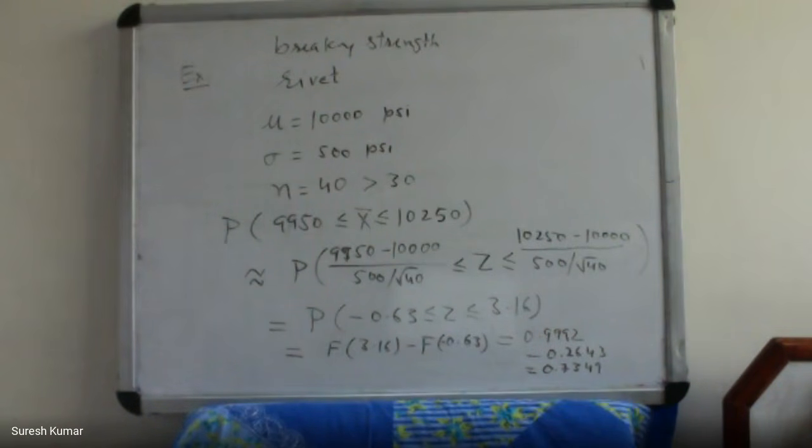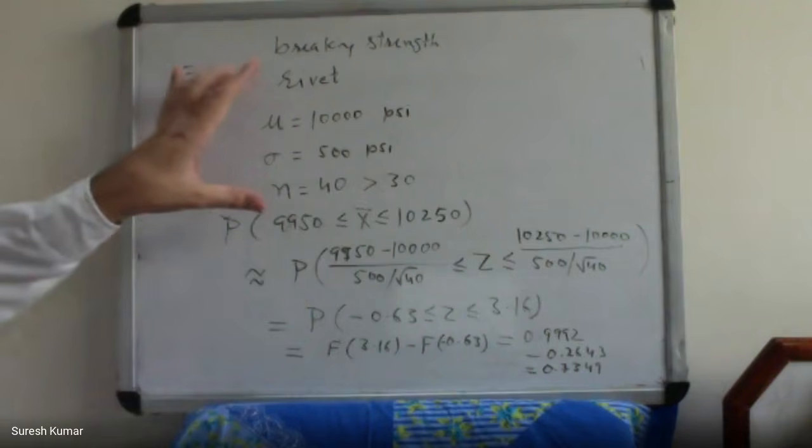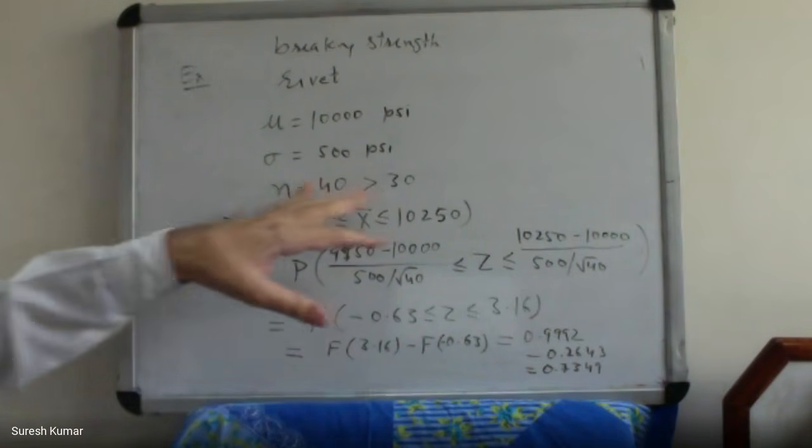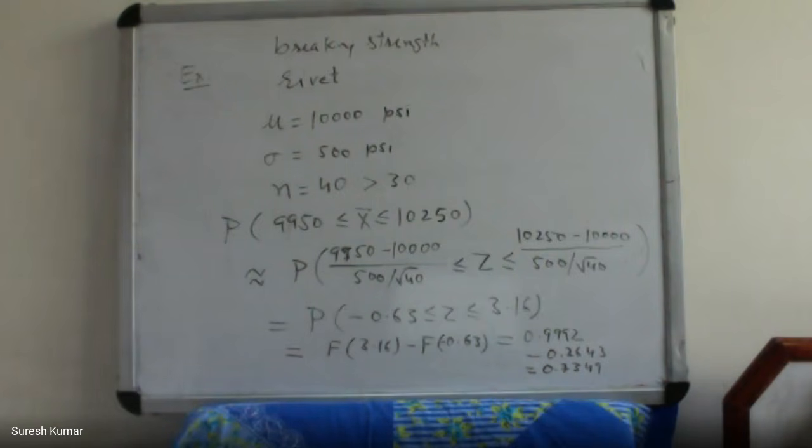Okay. So in this problem we have applied the central limit theorem. Why? Because the nature of the population was not given to us, but the sample size is greater than 30. So we have used the central limit theorem to find this probability of the sample mean.